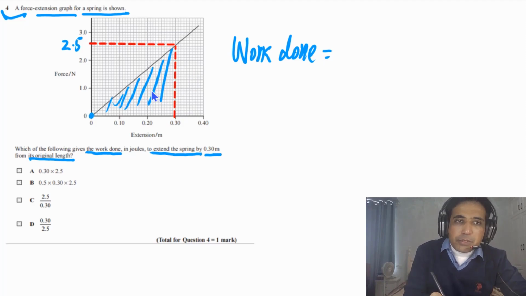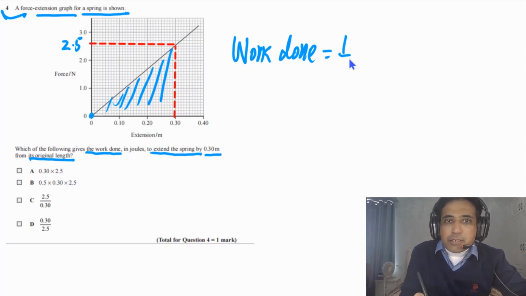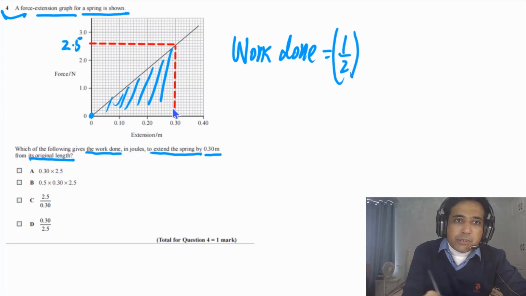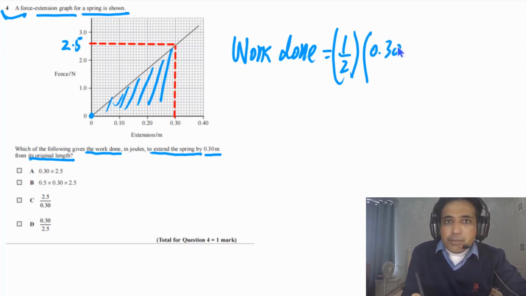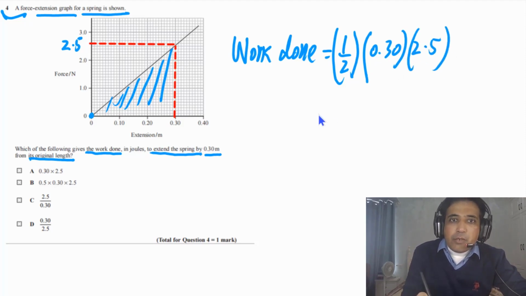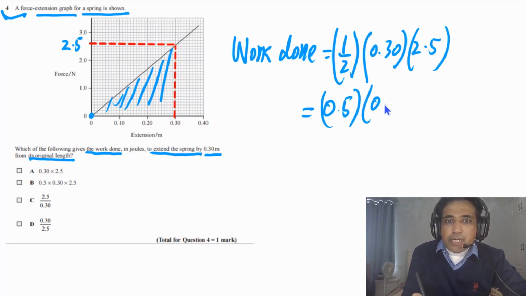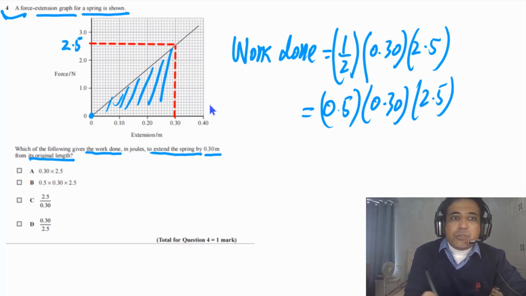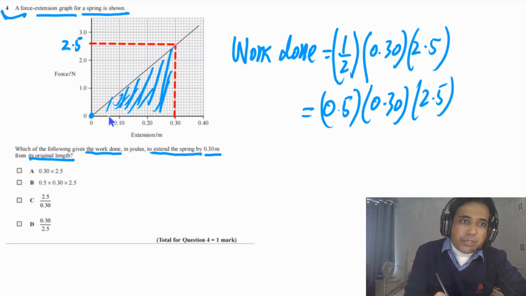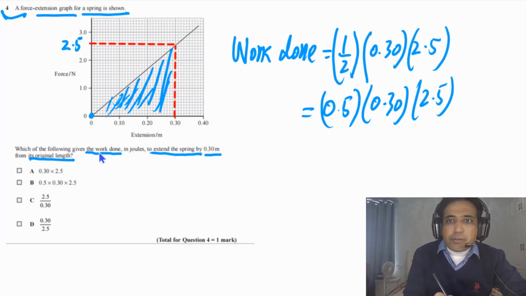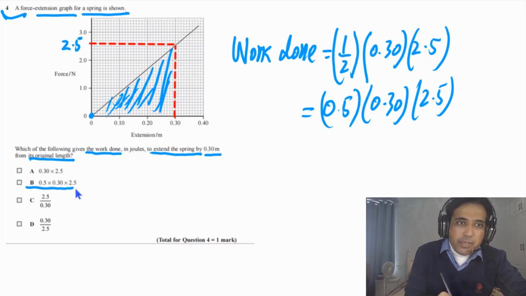So this area is representing work done, and this area is equal to 1 by 2, means this is just a triangle, and base of this triangle is 0.30, and the height of this one is 2.5. We can also say this is 0.5 times 0.30 times 2.5. So simply this area you need to calculate. So the answer for this question has to be B. So B is the right answer.